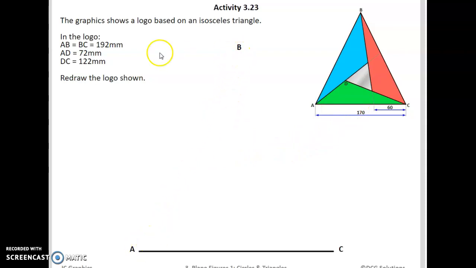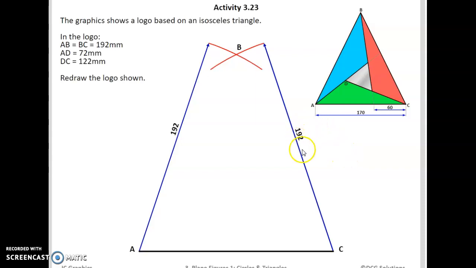AB is, what is it? It's 192. So take your compass needle, measure 192 between the compass needle and the pencil, and scribe an arc there. Every point on that arc is 192 from A. Compass needle at A, pencil 192 across, and draw that. It's red, so it's a construction line. Let's do the same from C. Compass needle here, 192 on your compass, and scribe an arc. We did this when we were originally drawing triangles. The apex there, lads, is B.